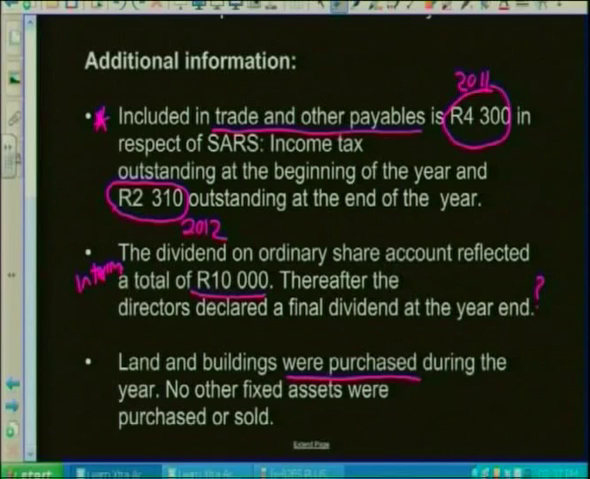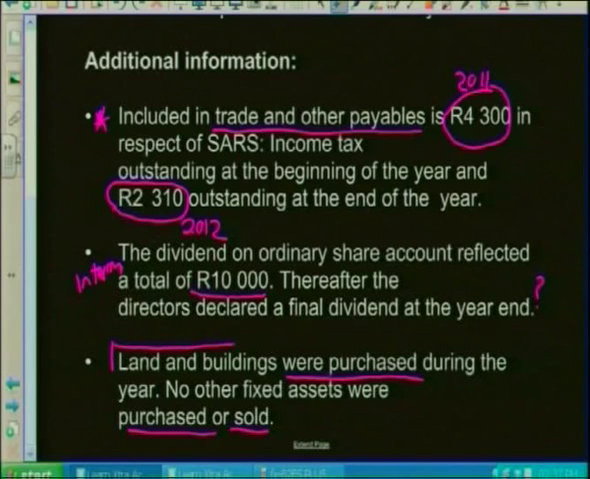And then finally, the last bit of information, land and buildings were purchased during the year. So we did buy additional land and buildings. No other fixed assets were purchased or sold. So there's obviously no assets that were sold, no other assets, no equipment, no vehicles were purchased during the year except for this land and buildings.